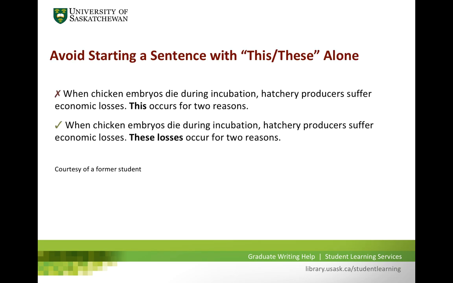But you want to avoid starting a sentence with this or these alone, because that can confuse the reader and destroy flow. Take a look at how the flow isn't working in the first sentence. When chicken embryos die during incubation, hatchery producers suffer economic losses. This occurs for two reasons. So here there's ambiguity, isn't there? Because we don't know what the this refers to.